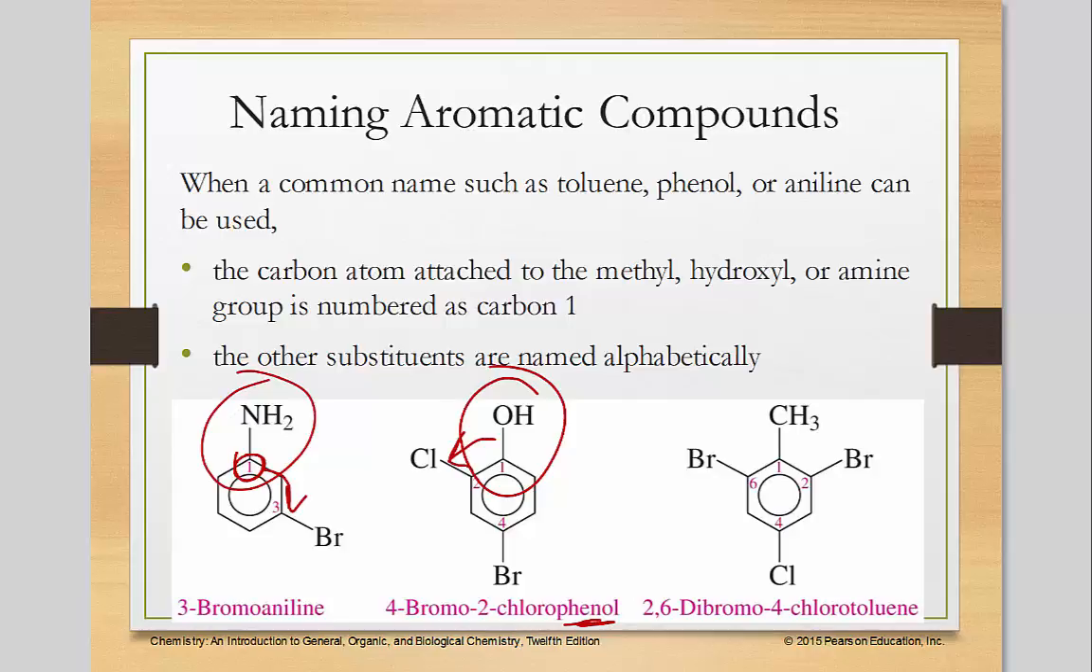Notice once again, B comes before C alphabetically. So even though numerically 2 is before 4 as we go around, they put it in alphabetical order when they actually name it. So for this one, here's toluene with that carbon. It seemed like no matter which direction you went, it wouldn't matter. They went this way, so bromine, dibromo, 4-chloro.